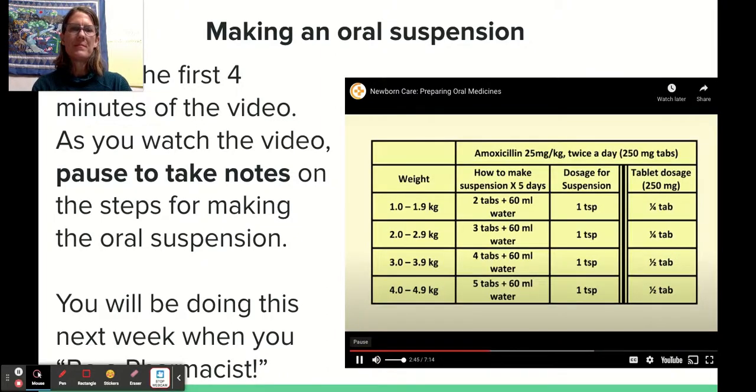The baby needs 1 teaspoon, which equals 5 milliliters, twice a day for 5 days. So that's the baby's dose, 1 teaspoon. And they need that dose twice a day for 5 days.